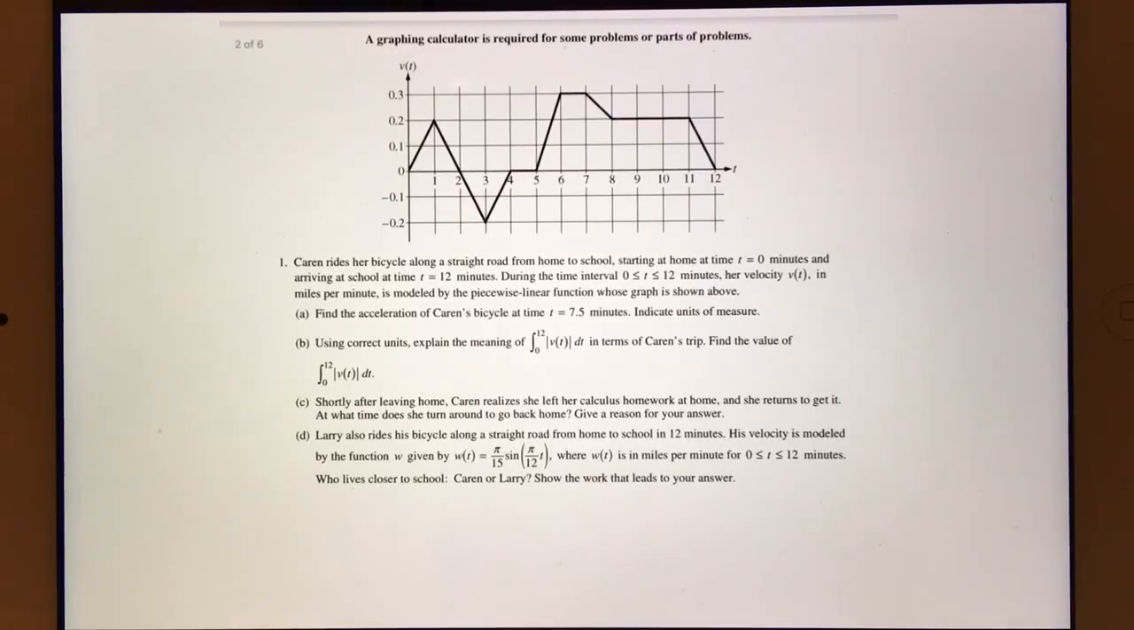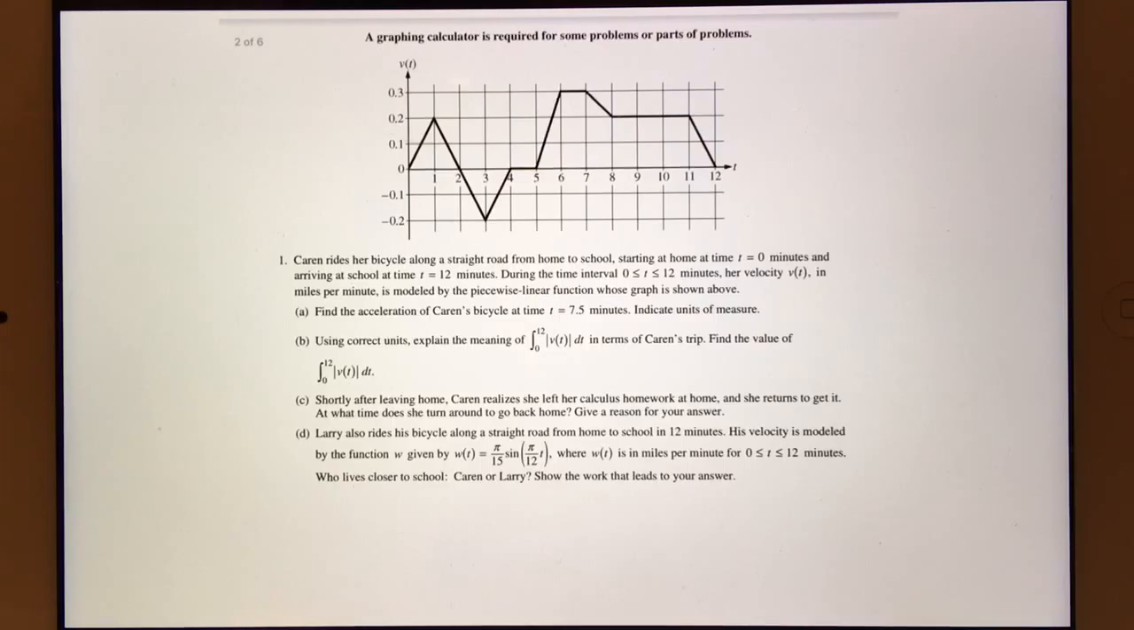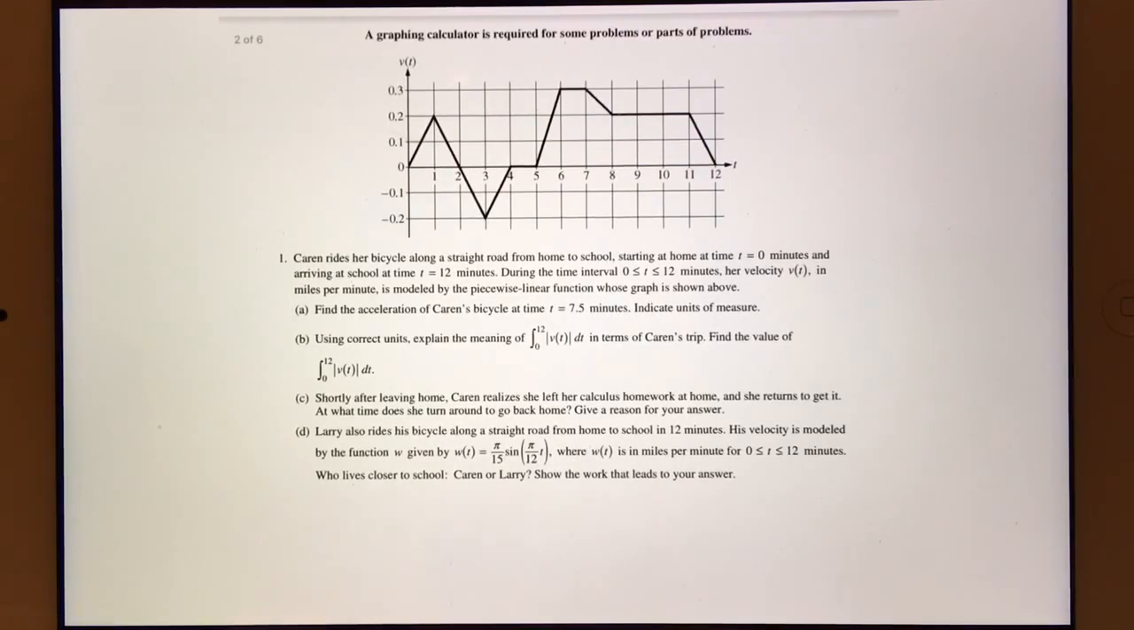1. We see a picture of a graph, and the description below says, Karen rides her bicycle along a straight road from home to school, starting at home at time t equals 0 minutes, and arriving at school at t equals 12 minutes. During the time interval 0 < t < 12 minutes, her velocity, v(t), in miles per minute is modeled by the piecewise linear function whose graph is shown above. A. Find the acceleration of Karen's bicycle at time t equals 7.5 minutes, include units of measure.